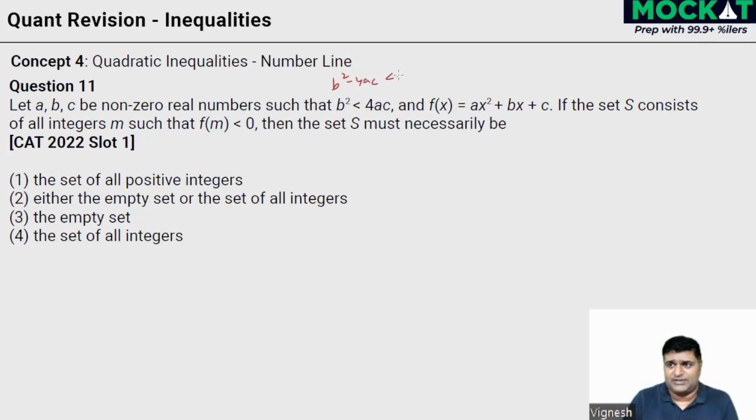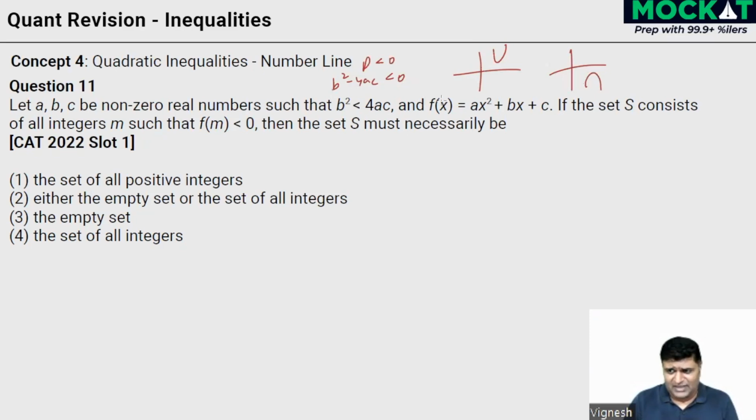Bring it to one side, it is less than 0. If that is the case, the discriminant is less than 0. Then what do I know? Then I know my curve over here is going to be like this, right? It's not going to be touching the x-axis, but the curve can also be like this, right? Can be in the bottom, not touching the x-axis at all.